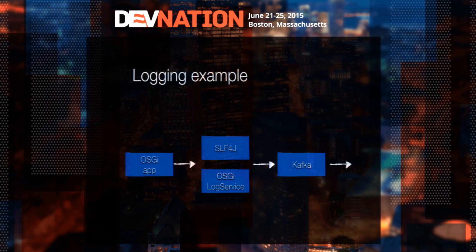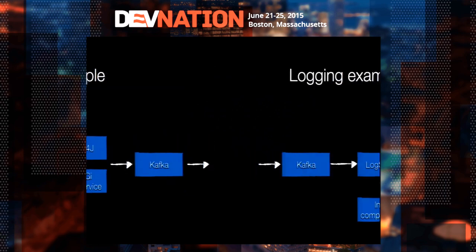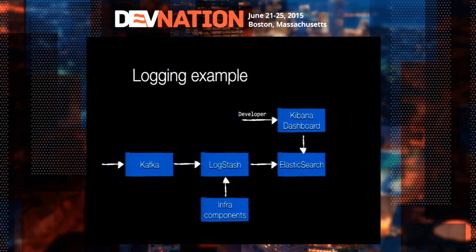So in our case, it looks like this. Let's say we have an OSGi application. The OSGi application, which is basically just Java, of course, either uses SLF4J or the OSGi log service. Logs from there are forwarded to Kafka. So we have another indirection there to make sure that we can handle very large volumes of logs without overloading the Logstash servers. The Kafka queue is consumed by Logstash, and maybe some other infrastructure components which don't work with Kafka log directly to Logstash.